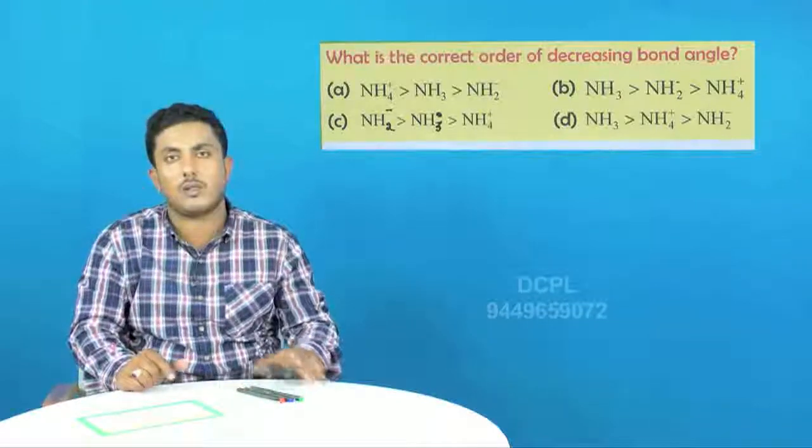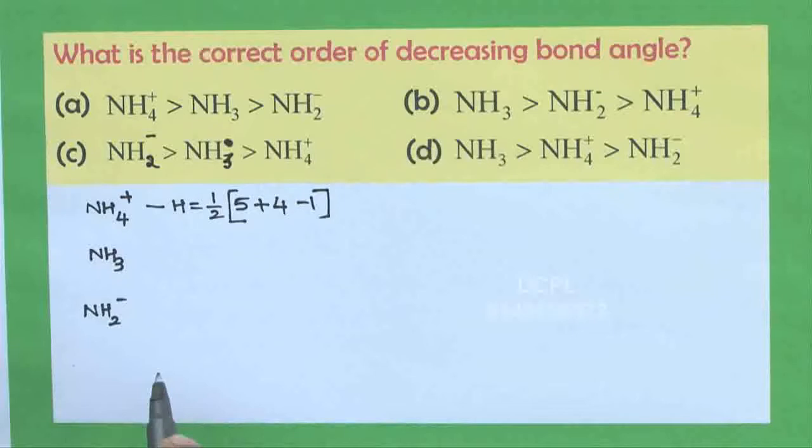Let us try to solve the problem. First we will calculate the hybridization. The molecules that are given are NH4 plus, NH3, and NH2 minus.